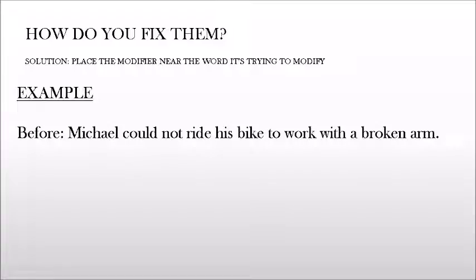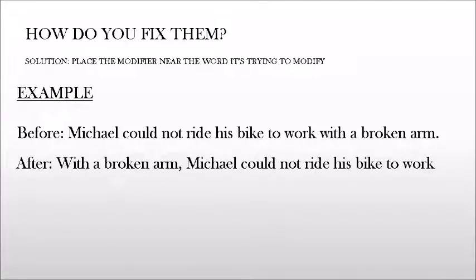For example, before, you have, Michael could not ride his bike to work with a broken arm. After, you have, with a broken arm, Michael could not ride his bike to work. Basically, a prime example of what misplaced modifiers do to a sentence, it puts the modifier away from the subject that needs to be modified. So now this sentence reads more smoothly and overall makes more sense at the end of the day. So yeah, this is the topic, dangling and misplaced modifiers.